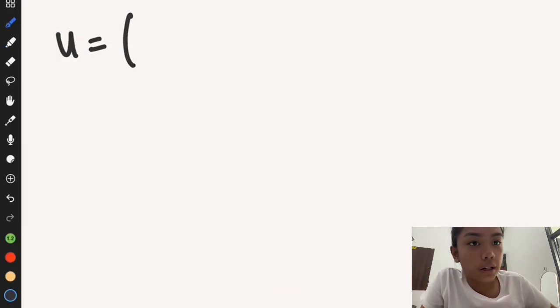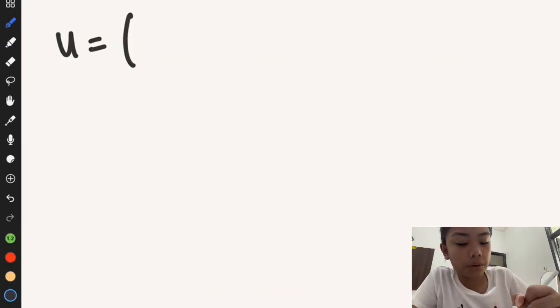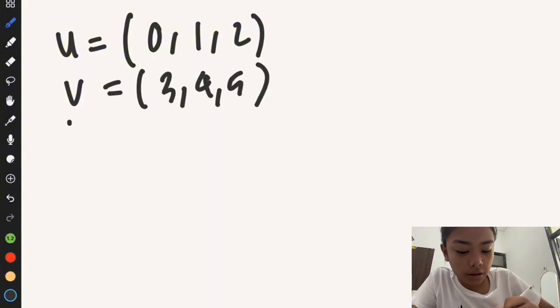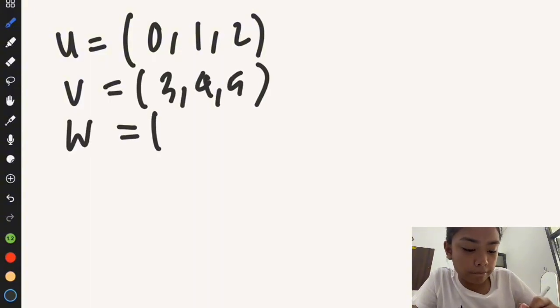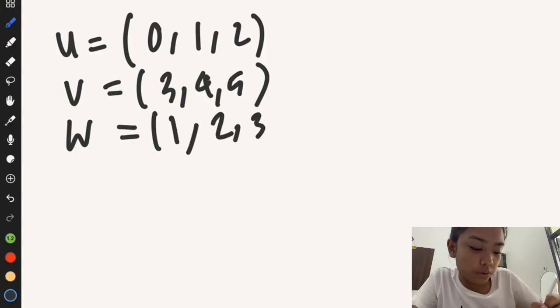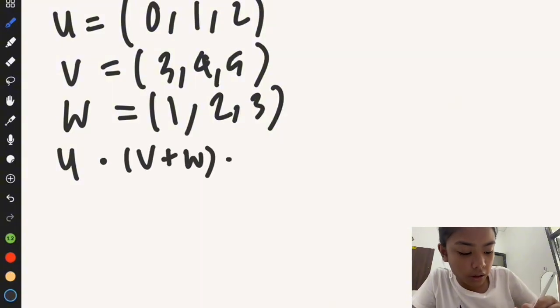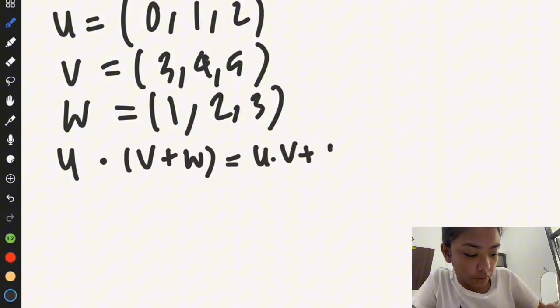So let's try to prove the second property. We have U consisting of 0, 1, and 2. We have V consisting of 3, 4, and 5. And then W is 1, 2, and 3. So the distributive property is U dot (V plus W) equals U dot V plus U dot W.